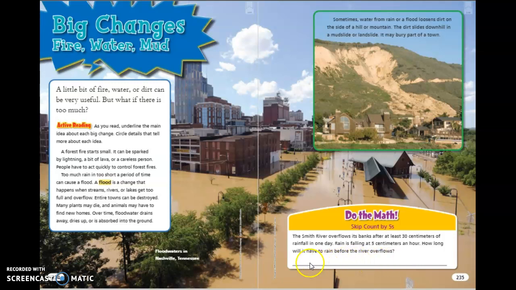Okay, let's count by 5s. It should have been 5, 10, 15, 20, 25, and 30. If you counted up the amount of times you counted, you would have 6 hours.